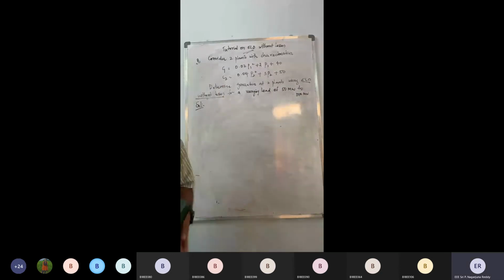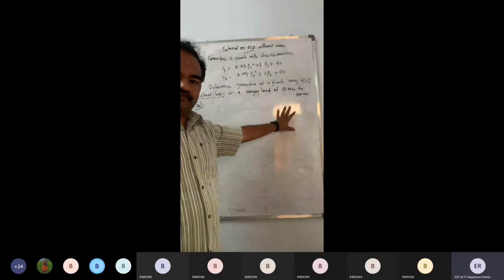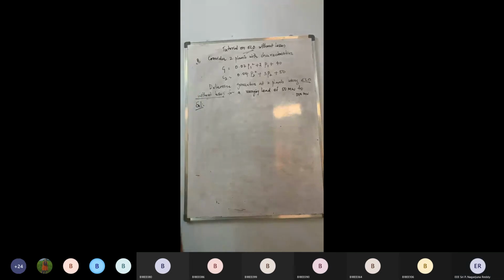let us suppose this is the problem. They are saying that the load is varying from 50 megawatts to 500 megawatts, and they want the generation of the two plants when the load is varying from 50 to 500 megawatts. So this is the problem. Now let's solve this problem.